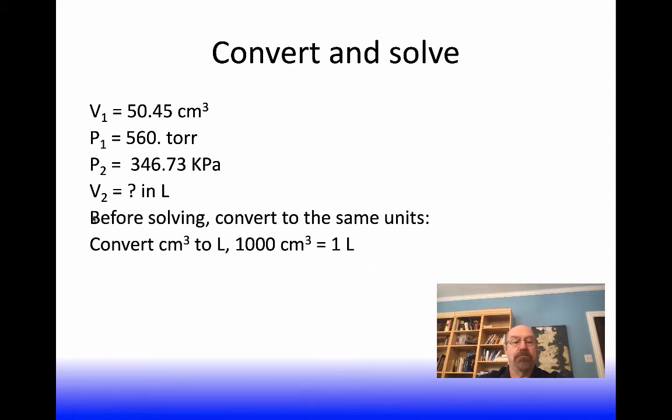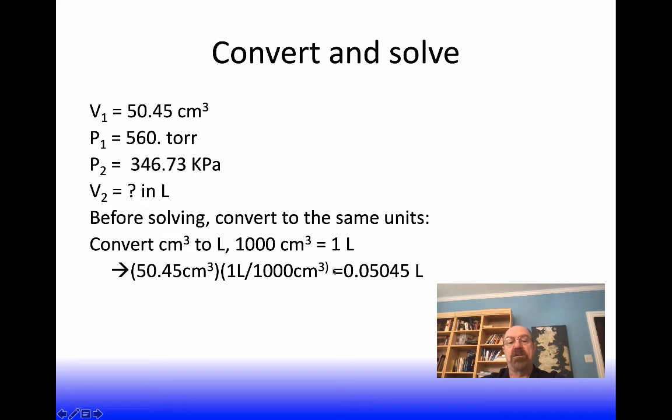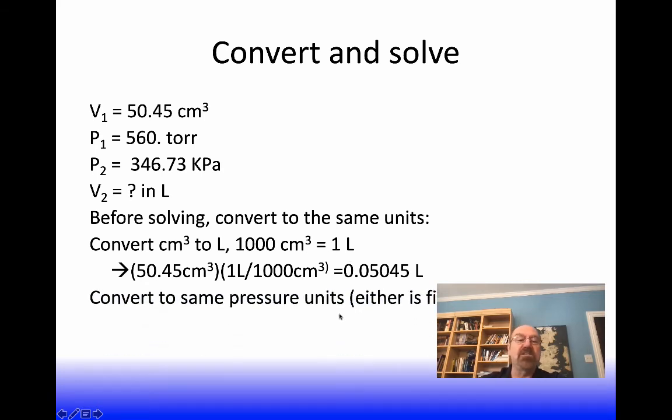Let's convert cubic centimeters to liters, because we know that our answer has to be in liters and we need our units to match. So we take our 50.45 cubic centimeters and divide by 1,000, and now we will have it in liters. We still have 4 sig figs, didn't go anywhere. Now we have to convert the pressure. Again, it doesn't matter whether you convert kPa to torr or torr to kPa. You're going to get the same answer, okay?